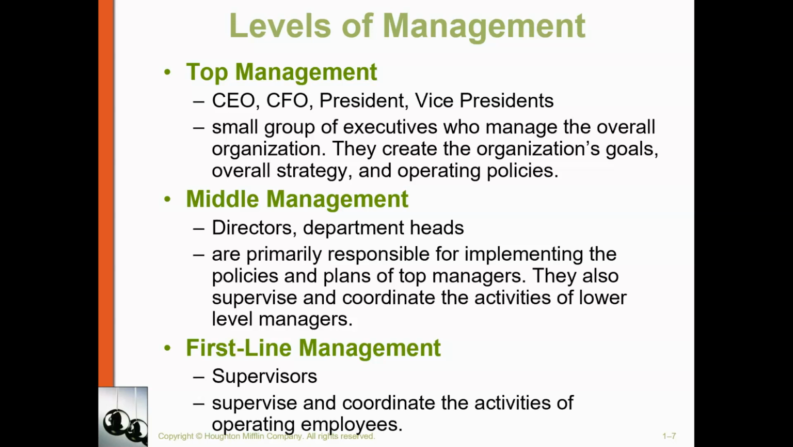They take a very broad view of the organization and they create the overall goals of the organization, strategy, and operating policies. The next level down is middle management. Examples of titles here would be directors, department heads, regional directors, those types of titles. They're primarily responsible for implementing the policies and plans from top management, and they also supervise and coordinate the activities of lower level managers.